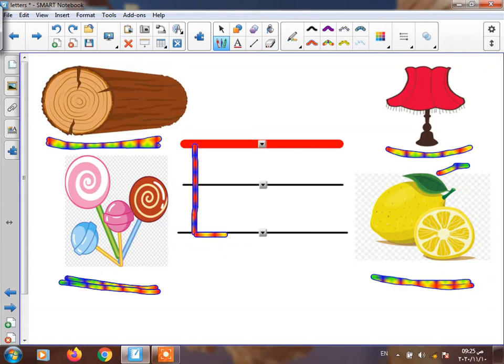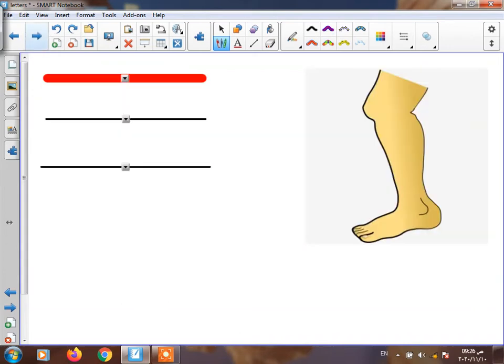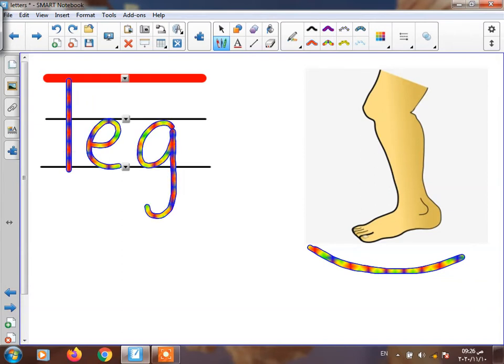Line down, small line. And how can I write sound L? Line down. Letter L, sound L. Here, KG2, what is it? It's a leg. How can I write the word leg? L-E-G, leg.